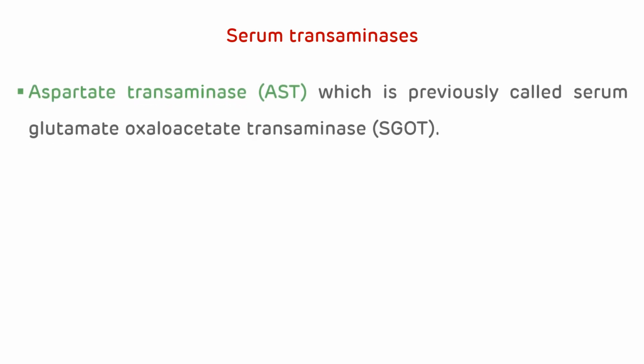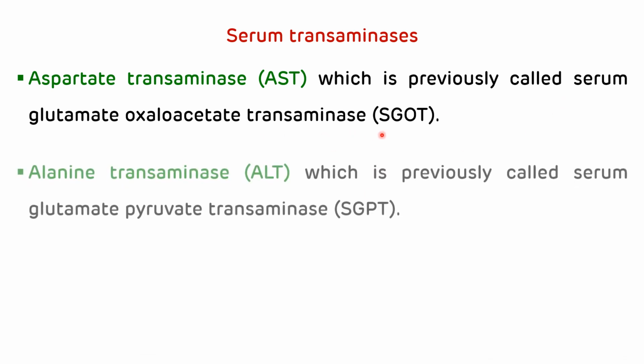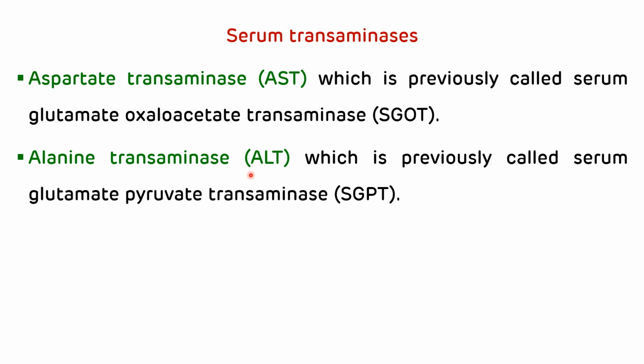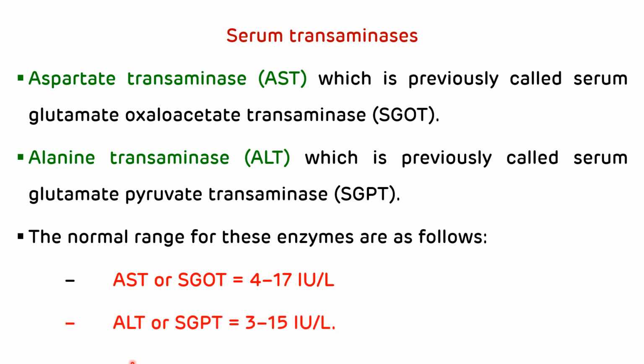Now serum transaminases. Aspartate transaminase, which was previously called serum glutamate oxaloacetate transaminase, and alanine transaminase, which was previously called serum glutamate pyruvate transaminase. The normal range for these enzymes: normal level of AST or SGOT is 4 to 17 international unit per liter, and the normal level of ALT or SGPT is 3 to 15 international unit per liter.